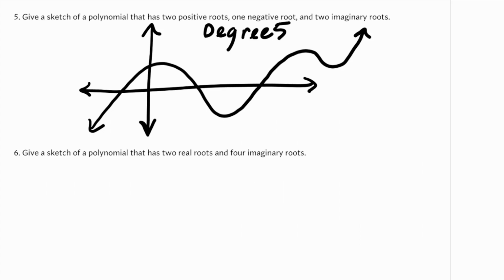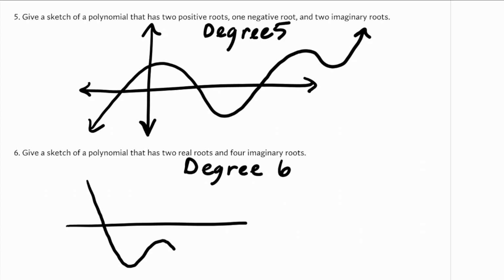Alright, and then the last one is give a sketch of a polynomial that has 2 real roots and 4 imaginary roots, adding up to degree 6. Okay, but only 2 real roots, so 2 x-intercepts. 1, 2, 3, 4, 5. I'm going to need more x-axis here. Okay, that could be a sketch. You don't need to have the turning points, but you could not have more than that number of turning points and still have, unless you made the real roots double roots or quadruple roots or something like that.